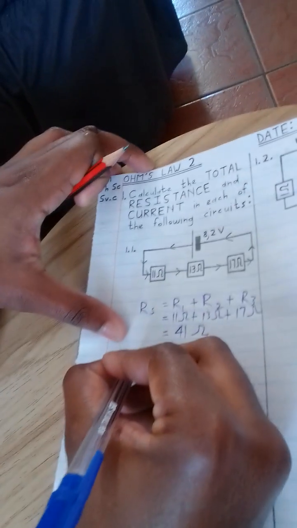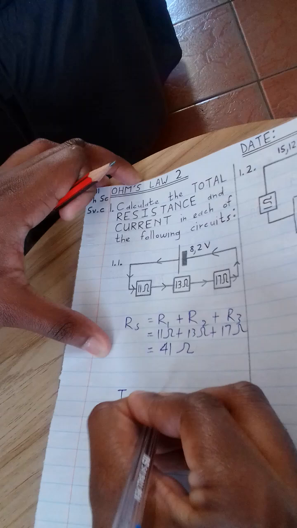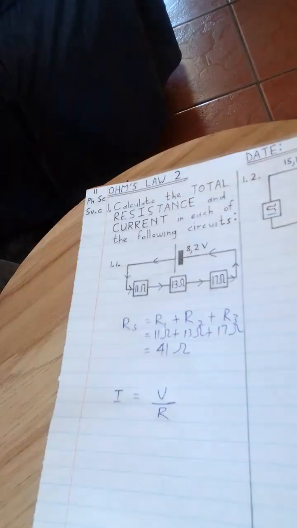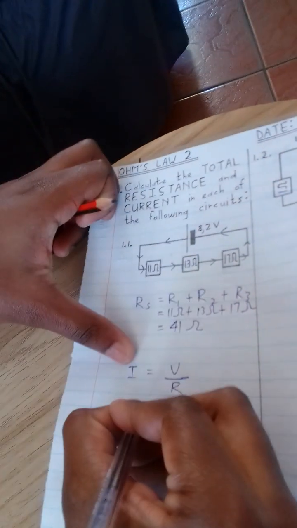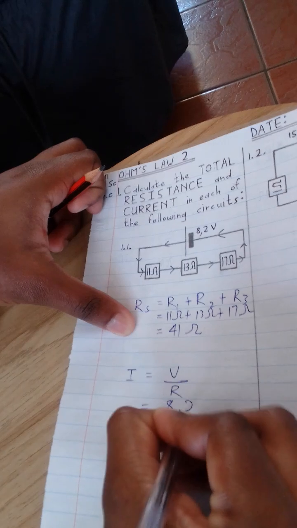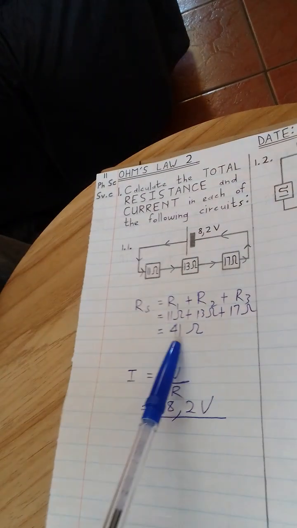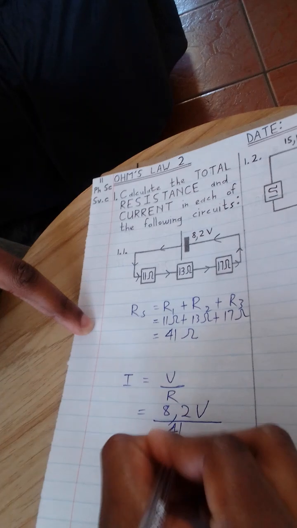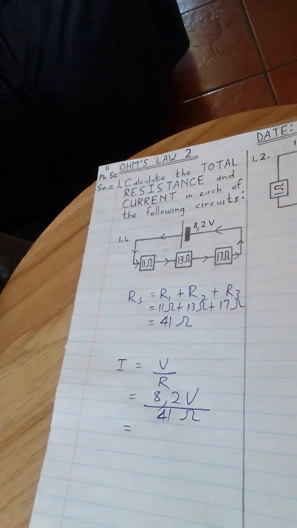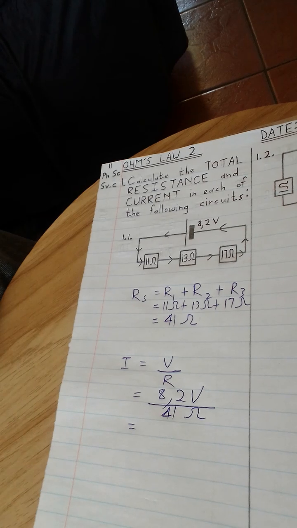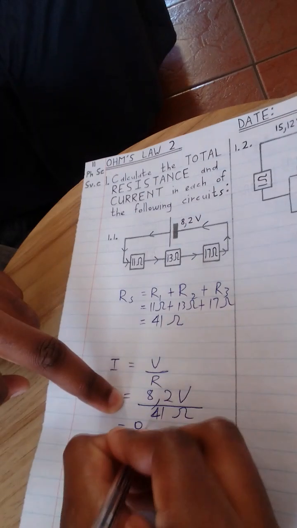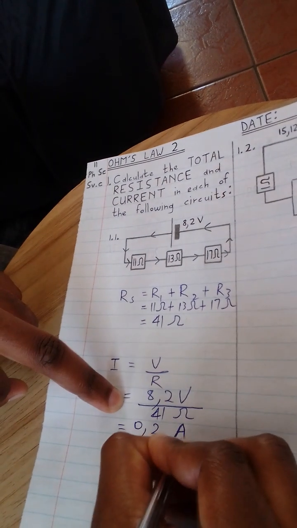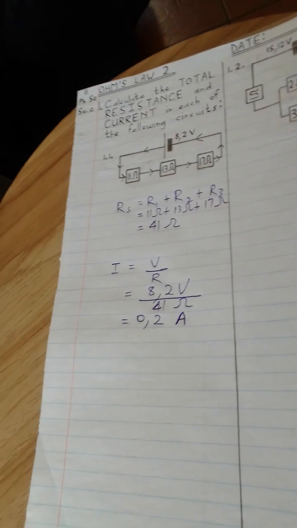So for current, we use the EMF, which is the total voltage, then we use the total resistance, which is 41. And I'm getting 0.2 amperes. Now, I hope that wasn't too hard.